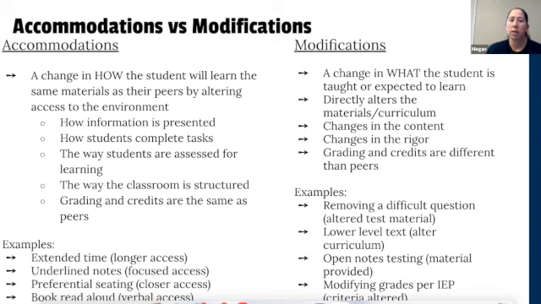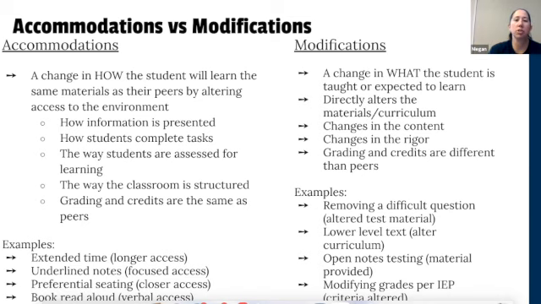So some examples of this. Maybe your student needs extended time. That's just longer access. Maybe they need underlined notes. That's just focusing the access. Preferential seating. Closer access. Book read aloud. Verbal access. Large print. Visual access.